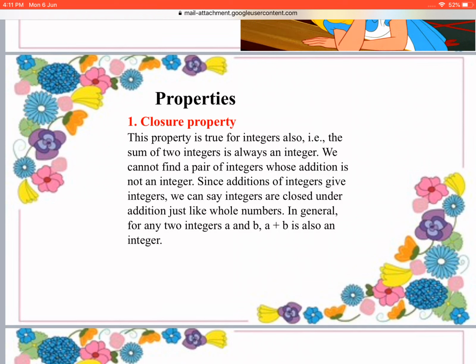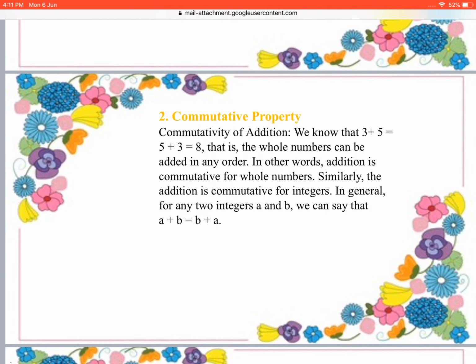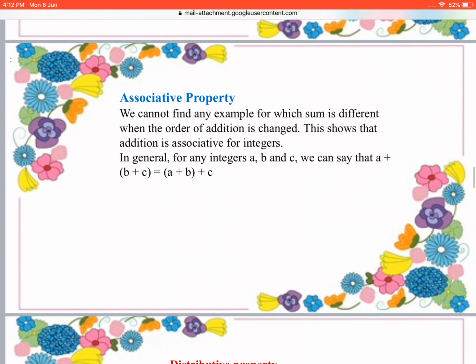The number one property is closure property. This property states that if we multiply or add two integers, we should receive an integer only. The second property is commutative property. It states that if we take any two integers, suppose a and b, and we multiply them in any order, we should receive the same result. The result should not be changed, right?